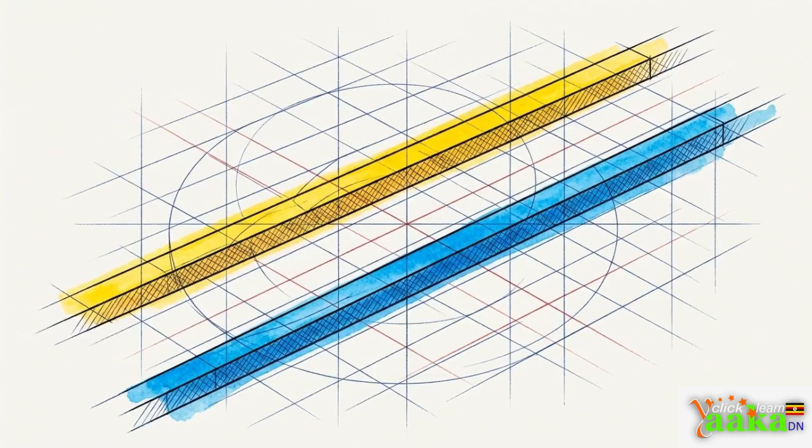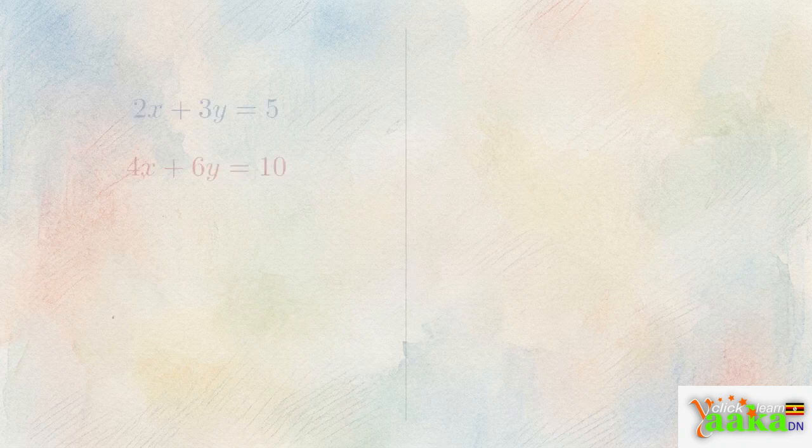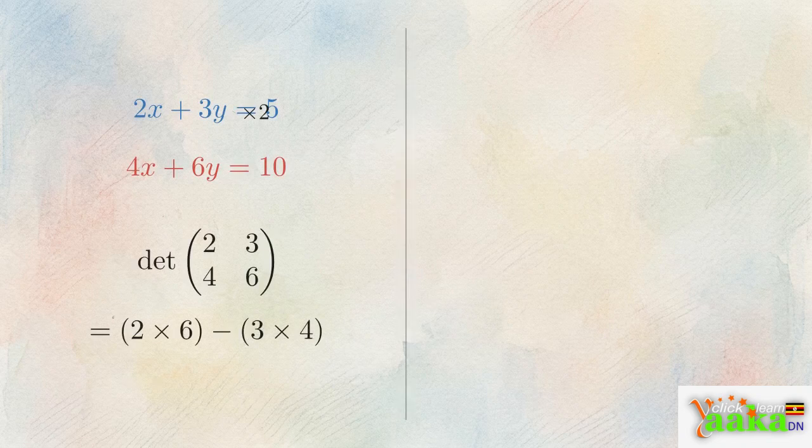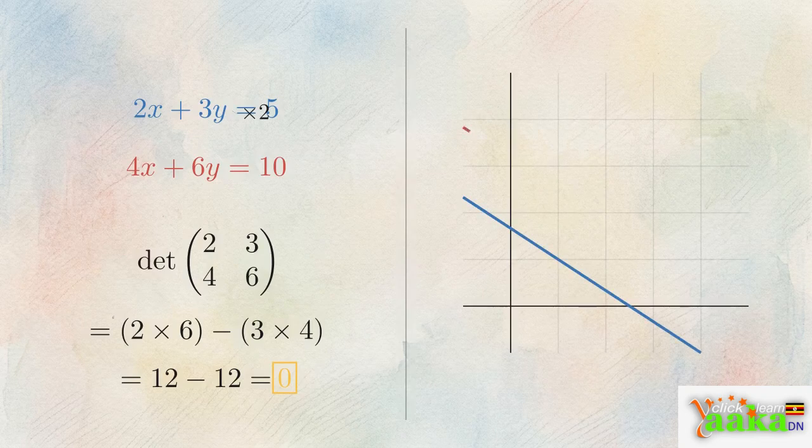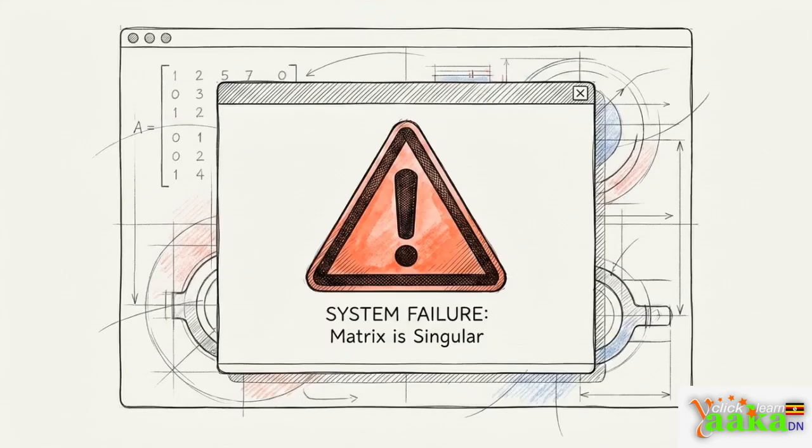This geometric relationship explains what occurs when a determinant equals 0. Here, the second equation is a multiple of the first. The determinant calculation, 12 minus 12, equals 0. Geometrically, this means lines are perfectly overlapping. With no single crossing point, no unique solution exists. The matrix method is designed to fail at this step, providing a clear indication that the system lacks a single intersection.